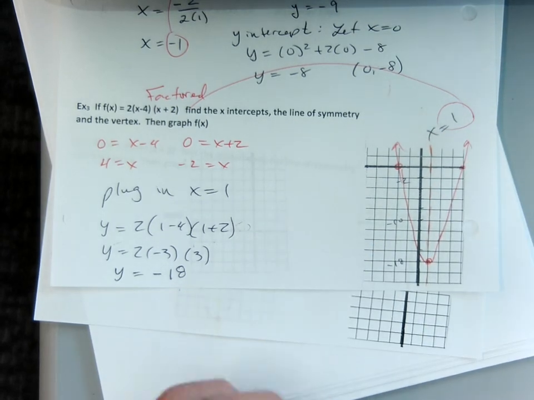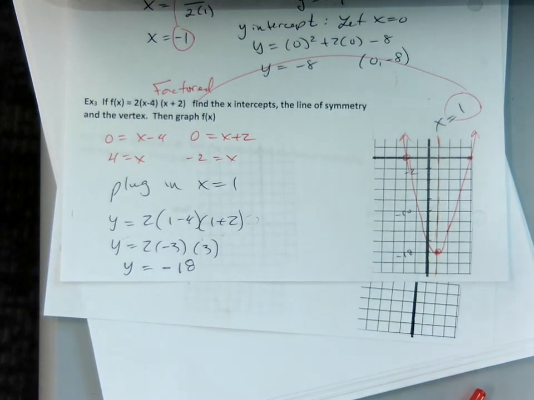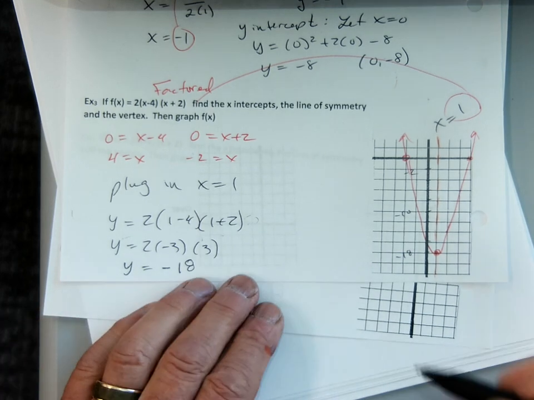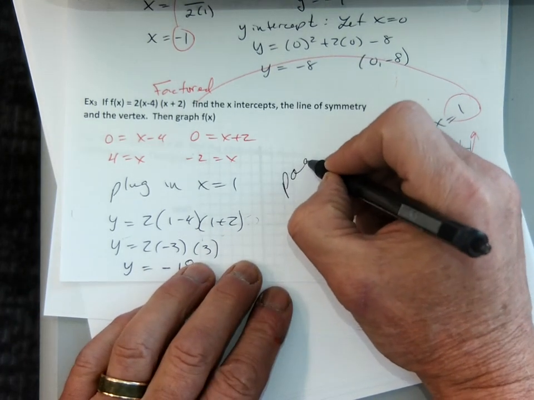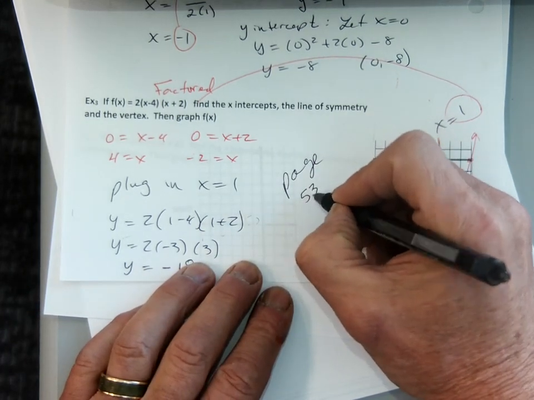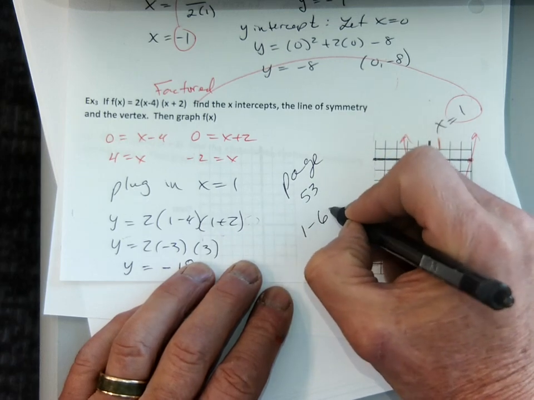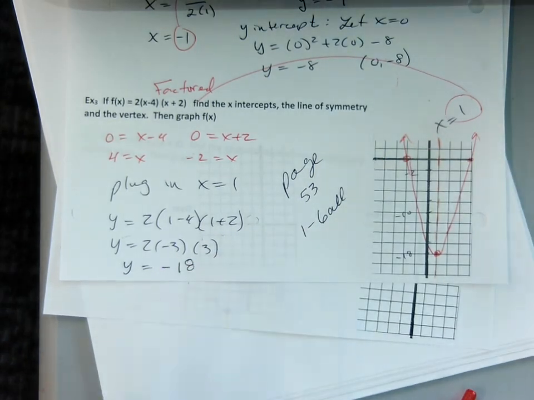There you go. So today, for homework, I want you to do page 53. We're going to do 1 to 6, all. You probably want to take a mask break first, right? And then we can work.